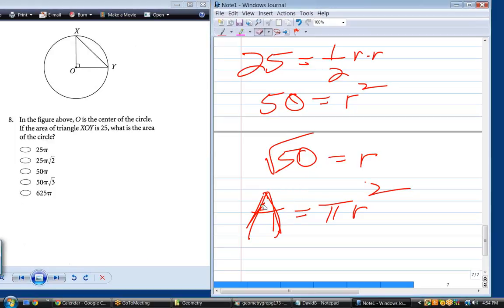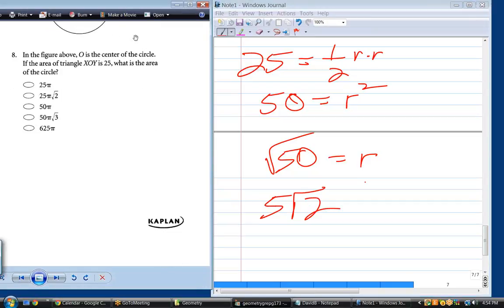Just for the heck of it, simplify the radius. That would be 25 root 2. 25 root 2 or 5 root 2? 5 root 2, because it's the square root of 25 times the square root of 2. Good. Very good.